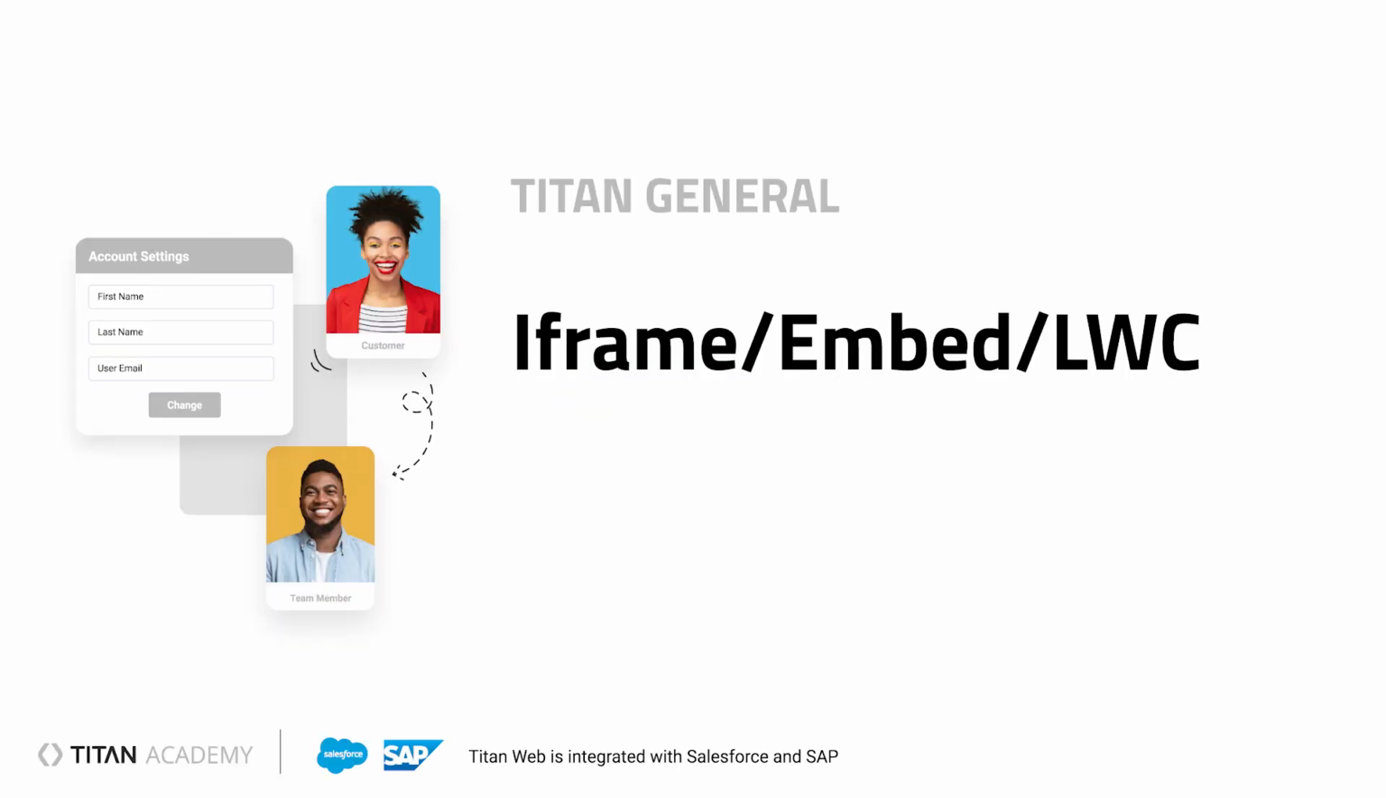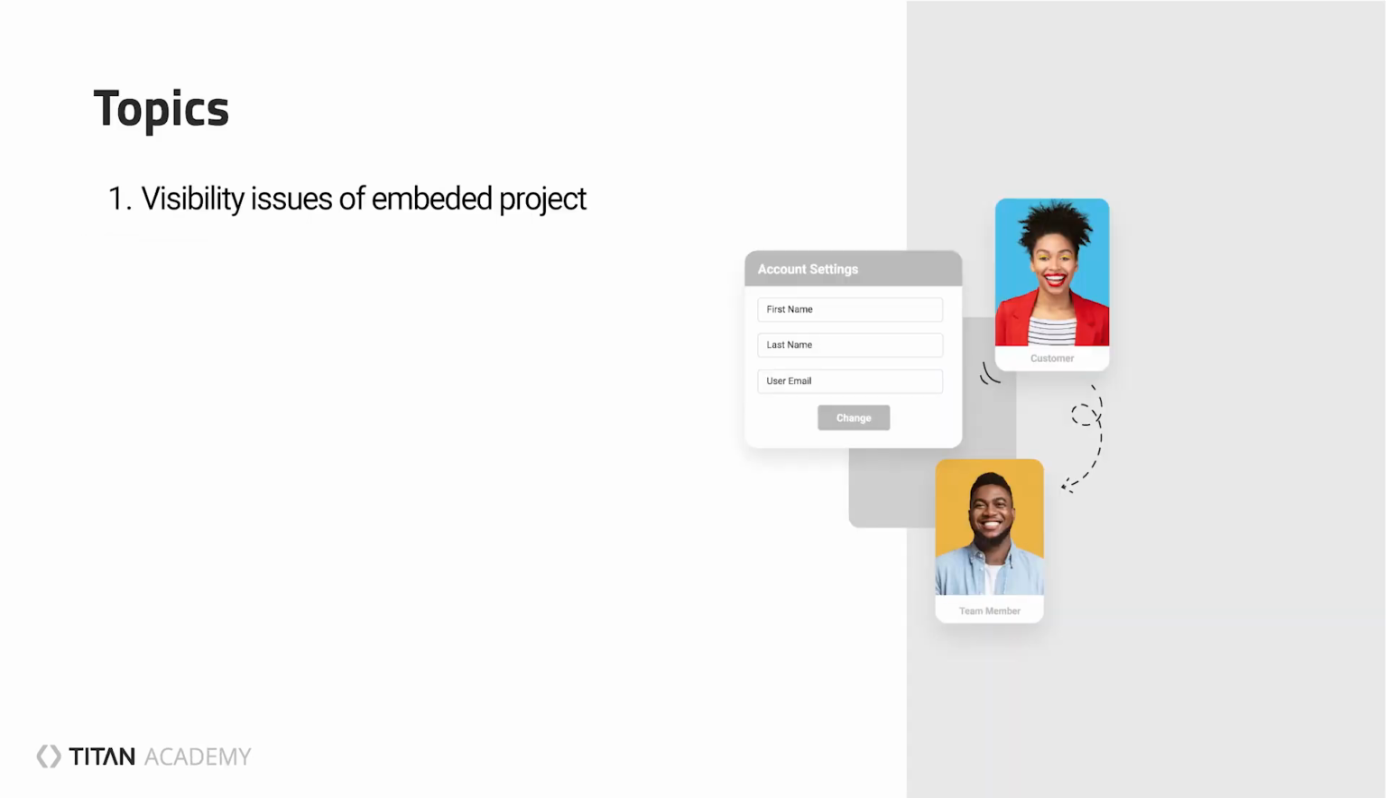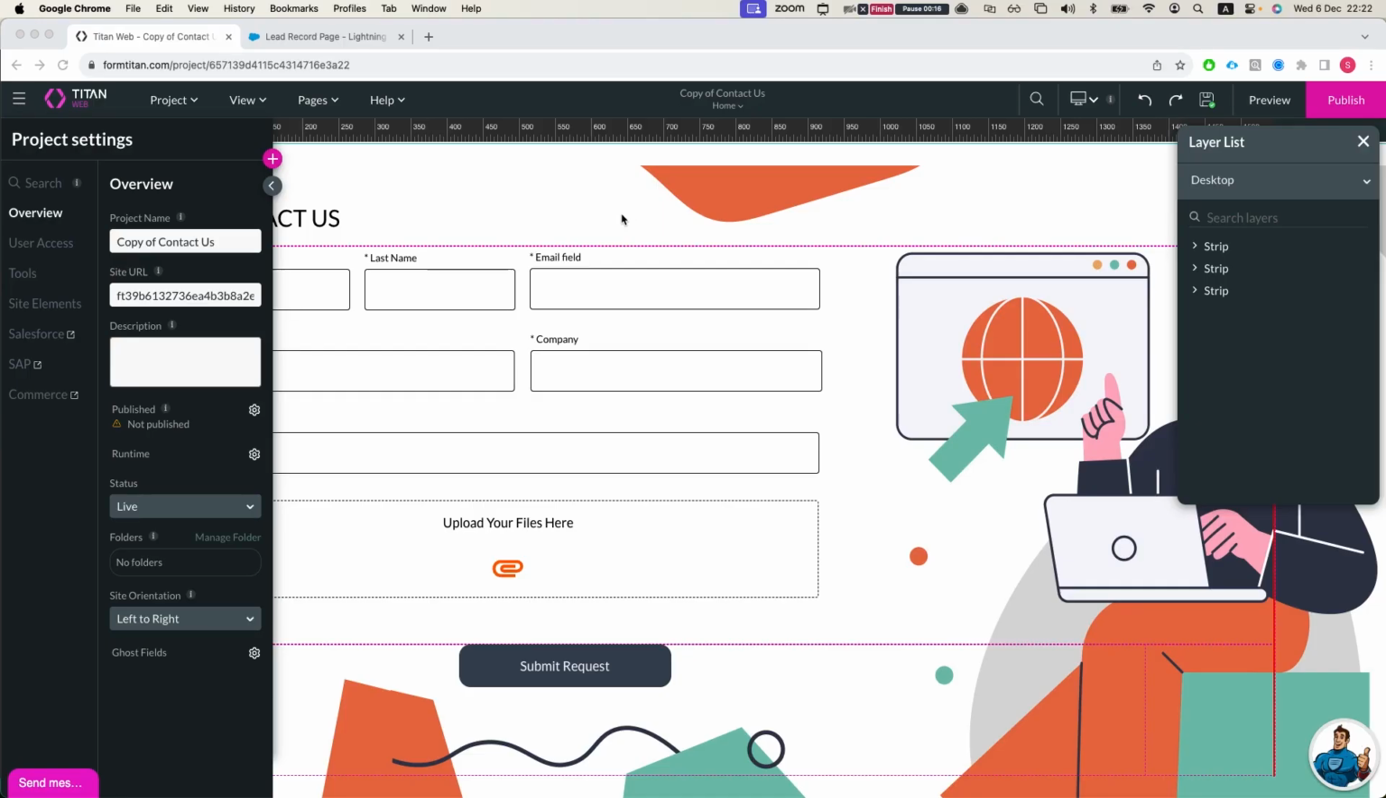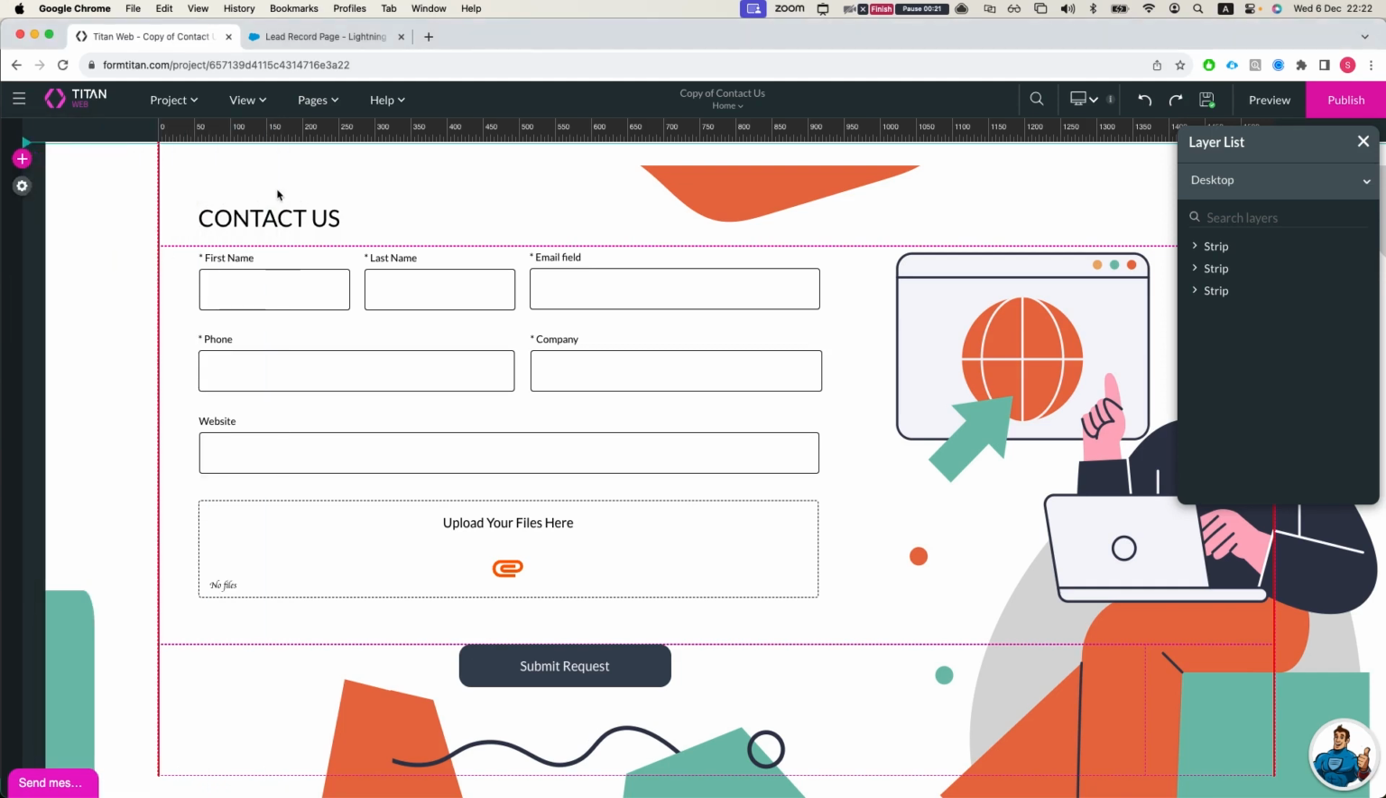Edit items. In this video, we will troubleshoot your project visibility whenever embedding your project either within your own site or using the LWC within Salesforce. One thing to keep in mind is whenever we embed something, the width of the embed is what's going to control the device, the size of our web page.